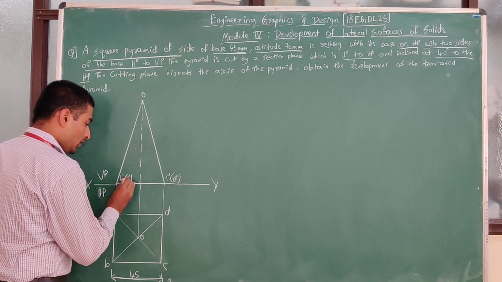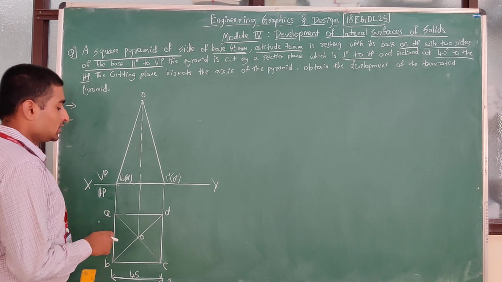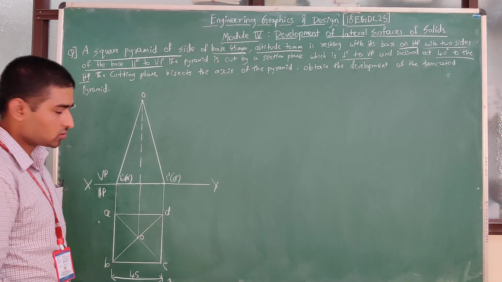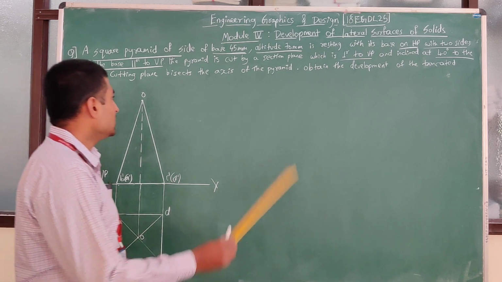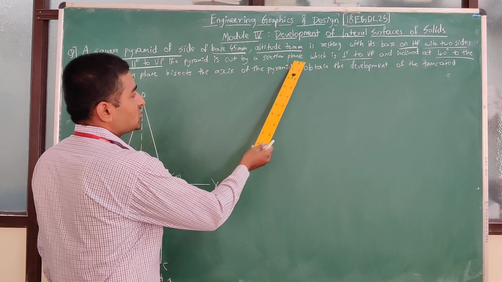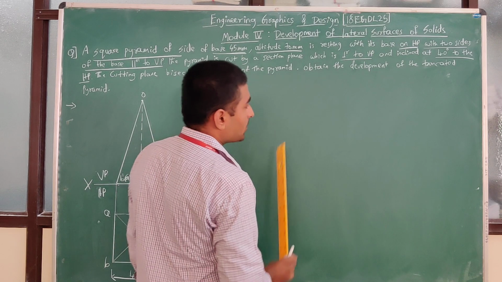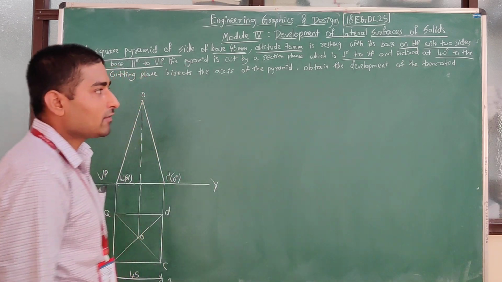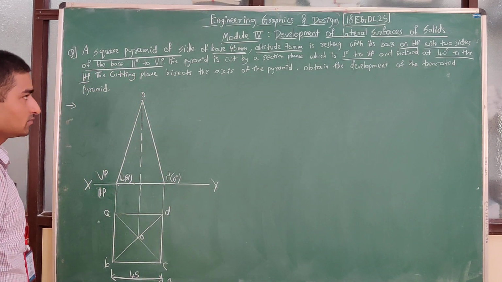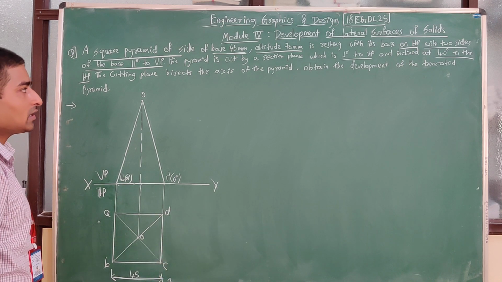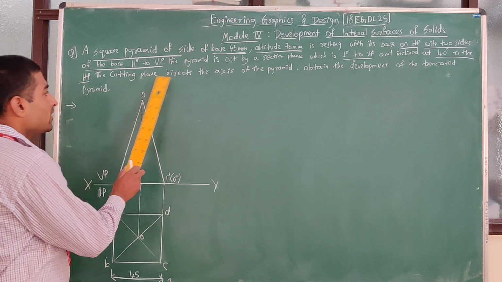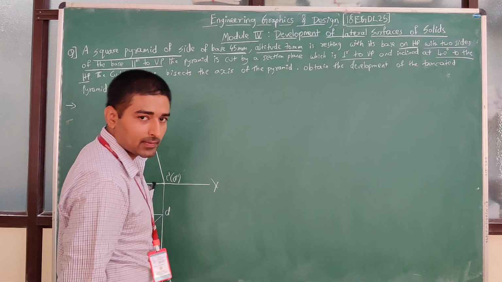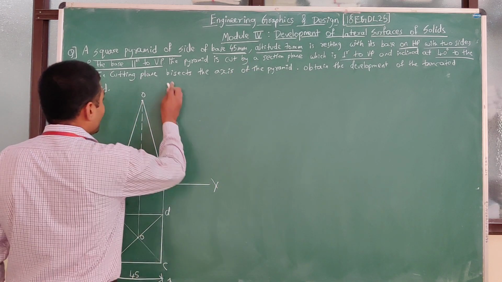Now the important thing is, up to here the steps were common in solids also. Now comes the development part. So what is the development part? They have said the pyramid is cut by a section plane which is perpendicular to VP and inclined at 40 degrees to the HP. Okay, so it is cut, but exactly where? They are saying that the cutting plane bisects the axis of the pyramid. So that is our important word here.